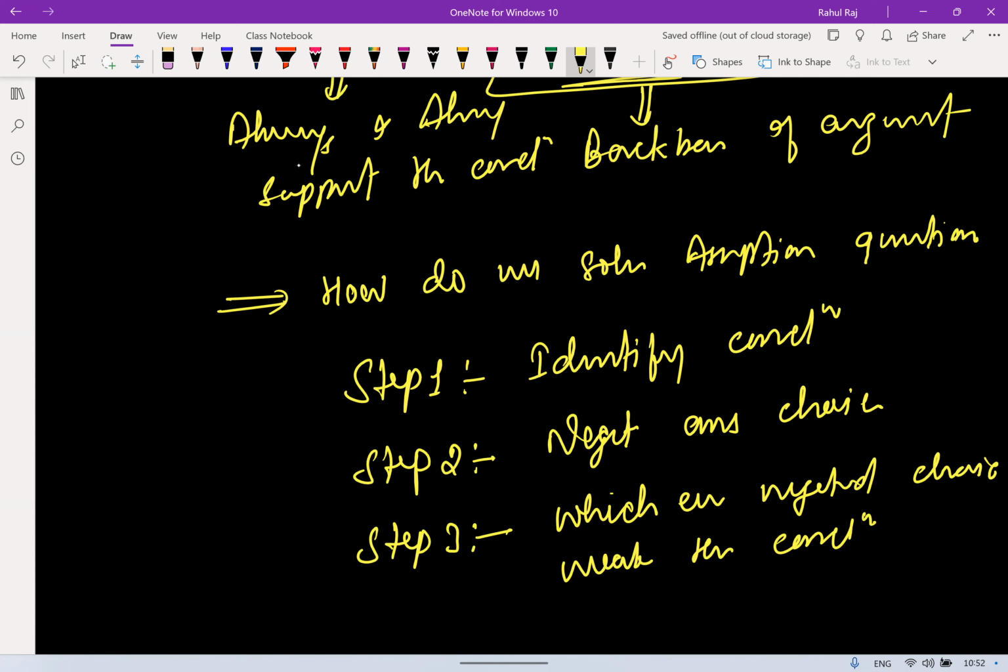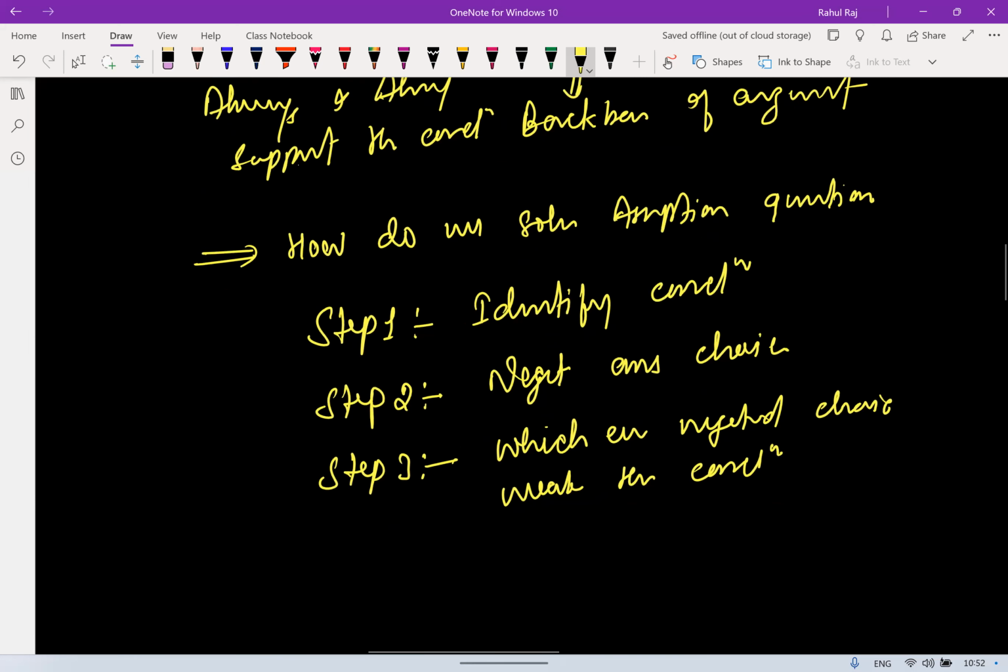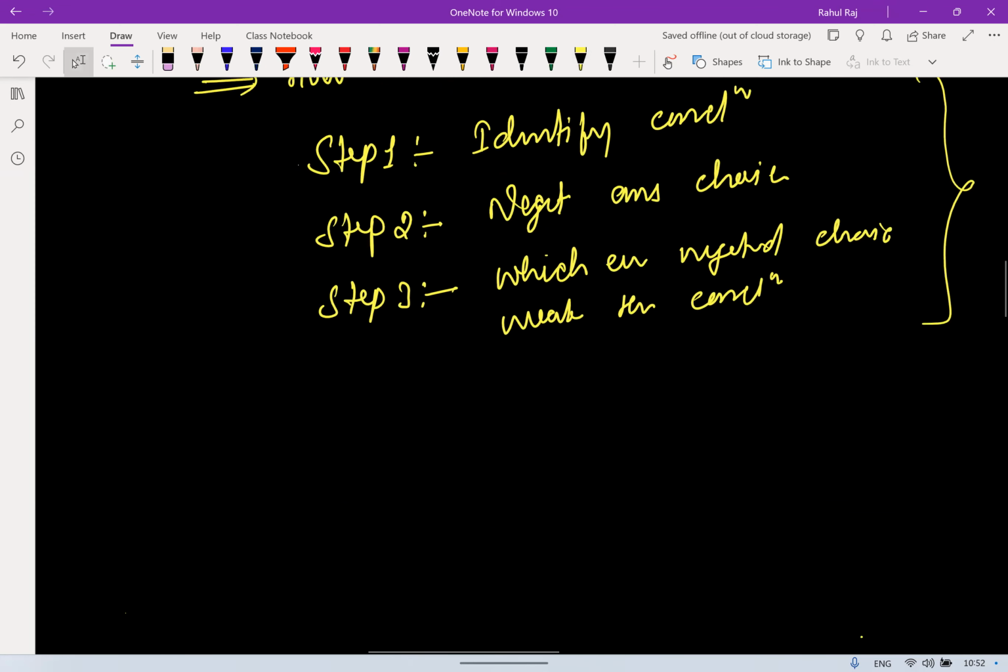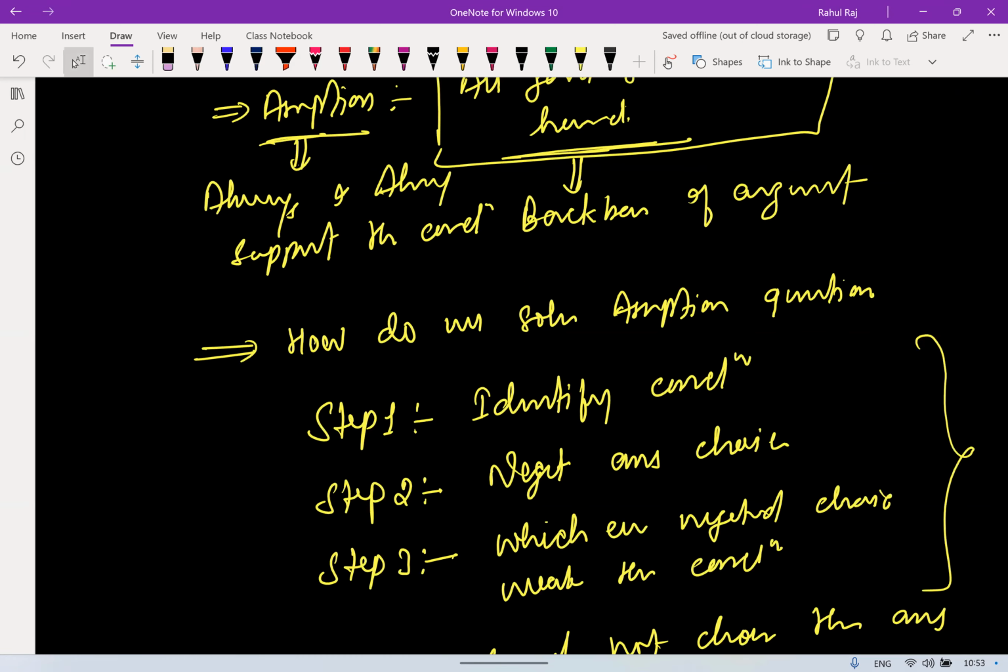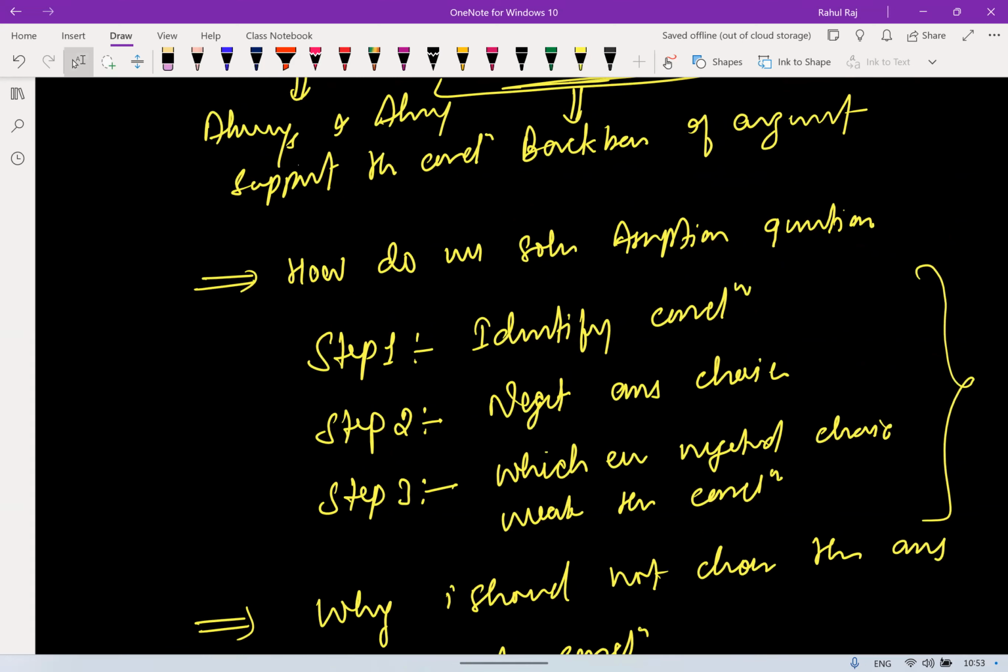Now the point is, a lot of people start arguing with me, Rahul, right now you have explained to us that assumptions are something which always and always support the conclusion. Why should I not choose the answer that directly supports the conclusion? That could be a very valid question from your end. Agreed or not? Yes, sir. Because it's straightforward. Right now, I've just given you a simple thought process about assumptions, that assumptions are something which always and always support the conclusion.